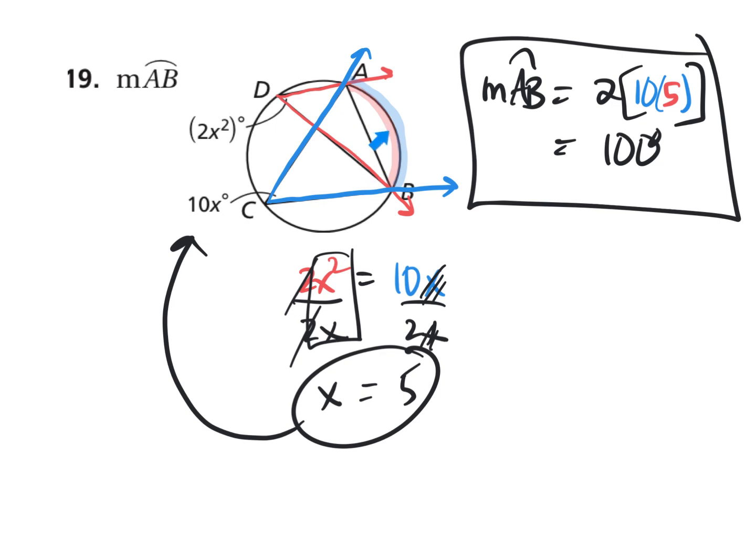We also could have used the red arc. Arc AB is also the red arc, which is twice as big as this inscribed angle, which is 2x squared. So 2x squared, when x is 5, is 2 times 25, which is 50, and 2 times 50 is 100.